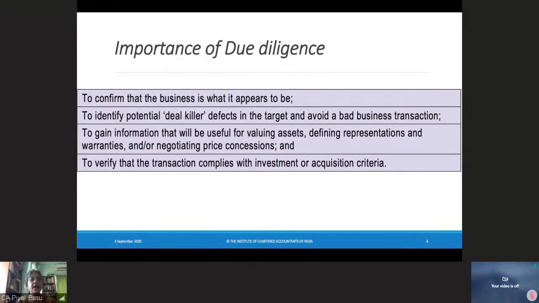Good. To gain information that will be useful for valuing assets, as you already said, defining representations and warranties, and or negotiating price concessions. It gives us a good platform to negotiate, from the seller's point of view or from the buyer's point of view, both ways. If the seller is proposing a price, and after due diligence the buyer finds out that the proposition is not that worthy, they can always have a negotiation, right?